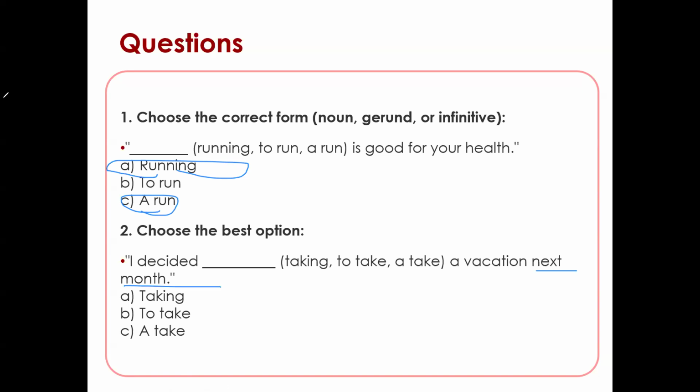All right, number two, I decided blah blah blah on the vacation next month. So next month indicates that this is a future action, and for something that hasn't happened yet, we would use an infinitive. So I decided to take a vacation. So you can see whenever you want to use a verbal after the word decide, you usually decide to do something, a future plan, you would use an infinitive.